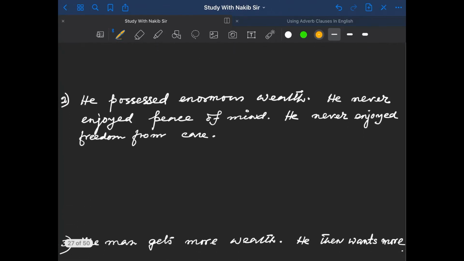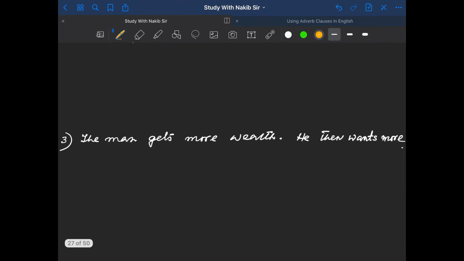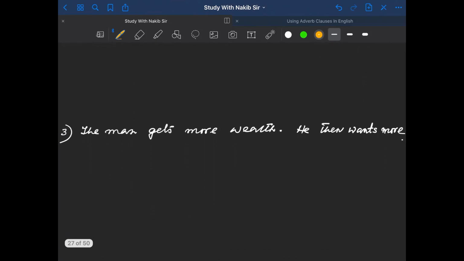Question number 2. He possessed enormous wealth. Enormous, E-N-O-R-M-O-U-S. He possessed enormous wealth. He never enjoyed peace of mind. He never enjoyed freedom from care. And number 3, the man gets more wealth. He then wants more. These are the 3 questions. Now you do the work and check your answer with my answer.